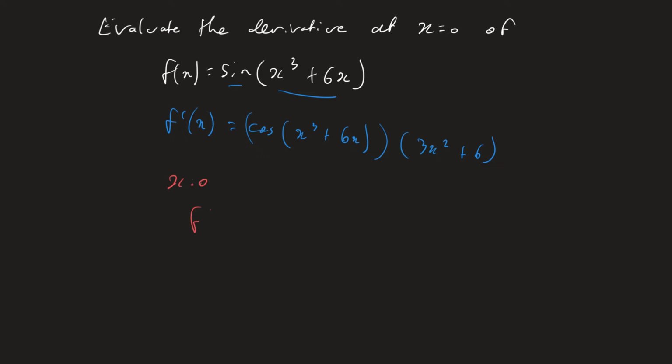If x is equal to 0, then the derivative is obtained simply by replacing all x's with 0 in here. And we see that we have got 6 cos 0. Cos of 0 is 1, therefore the answer is 6.